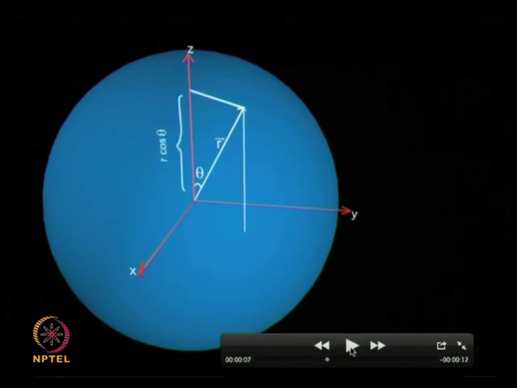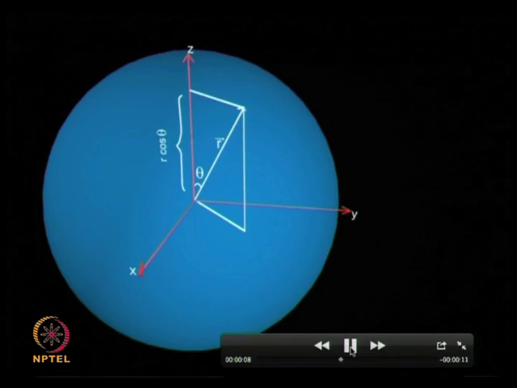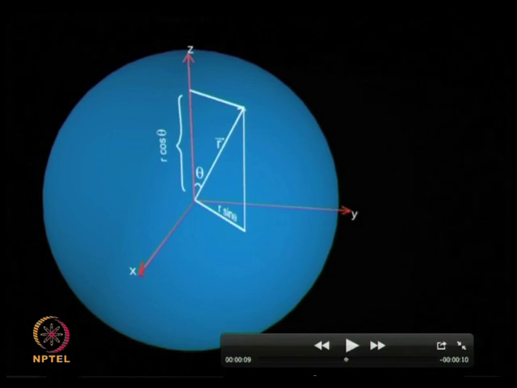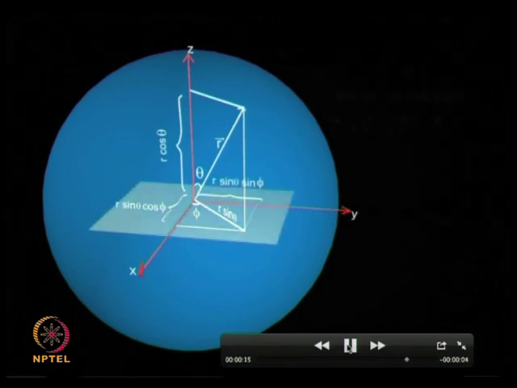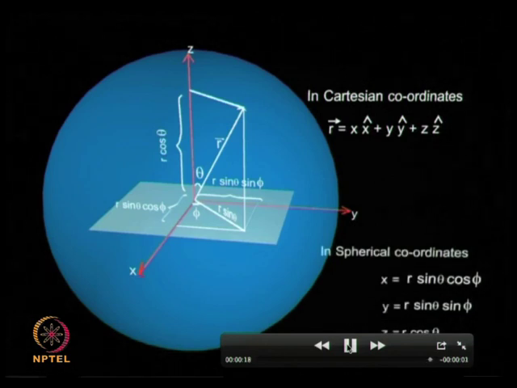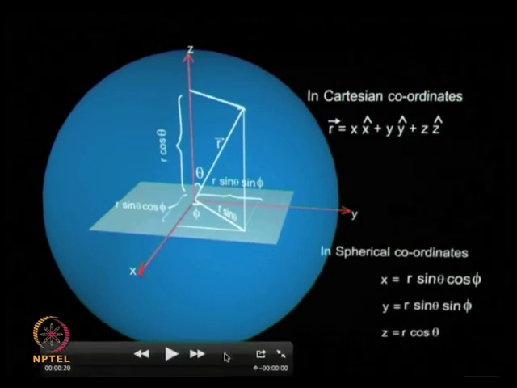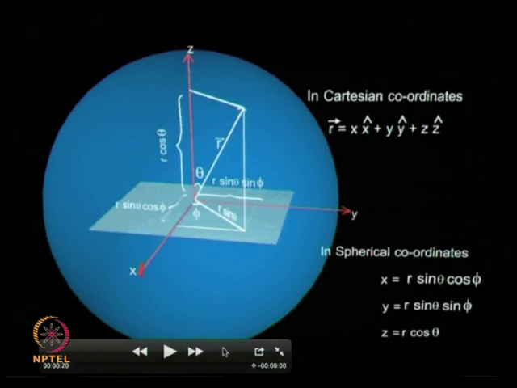The projection of the vector r on the xy plane gives you r sin theta, but it may not be in any alignment with the x axis or the y axis. So, if the angle of this projection with the x axis is given as phi, then you can see that it is r sin theta cos phi and the other is r sin theta sin phi. So, this is the transformation that one has to be familiar with, namely x is equal to r sin theta cos phi, y is equal to r sin theta sin phi, and z is equal to r cos theta.